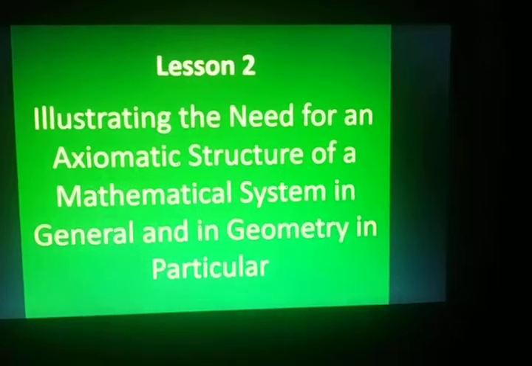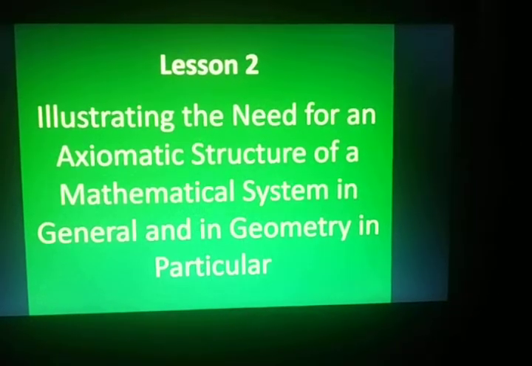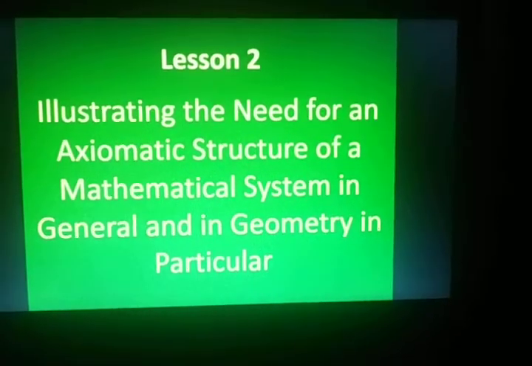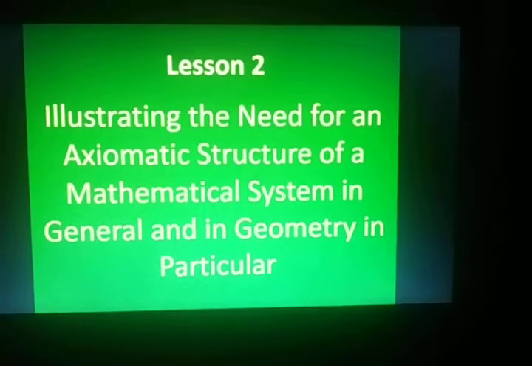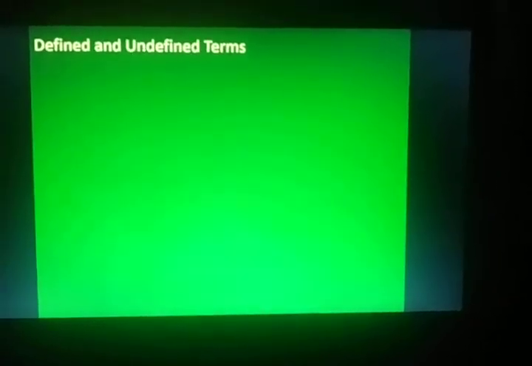Good morning, everyone. Let's continue our lesson 2 for quarter 3 entitled Illustrating the Need for an Axiomatic Structure of a Mathematical System in General and in Geometry in Particular. Okay, this is very important, the axiomatic structure. Okay, let's start with these, the defined and undefined terms.